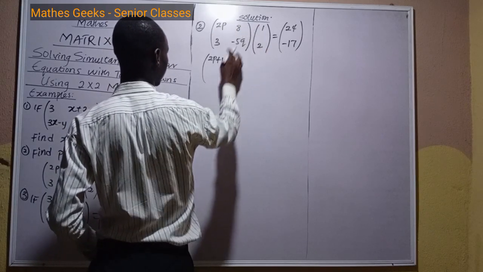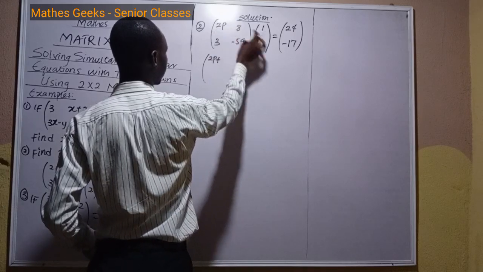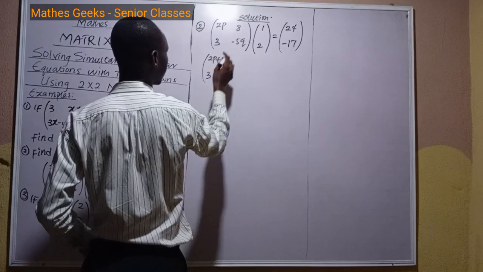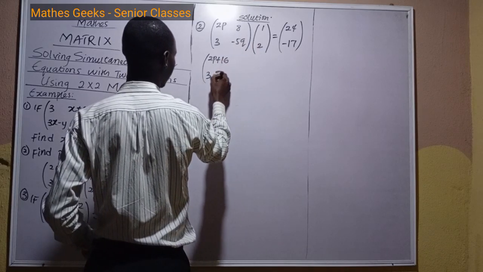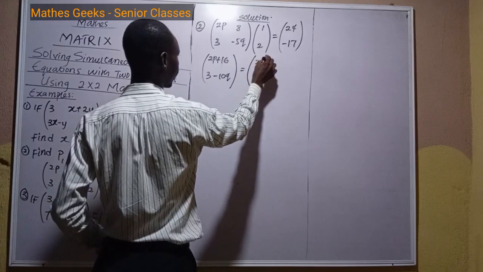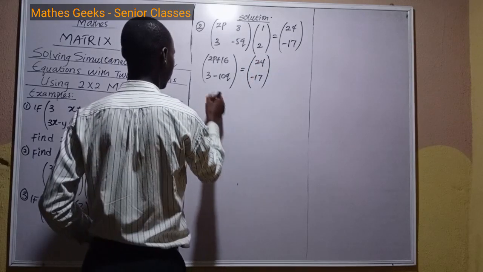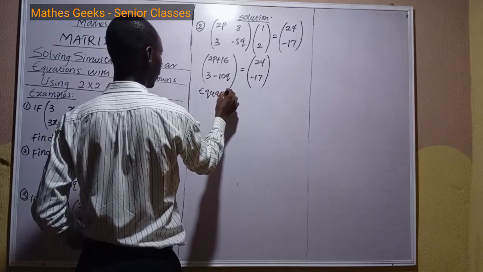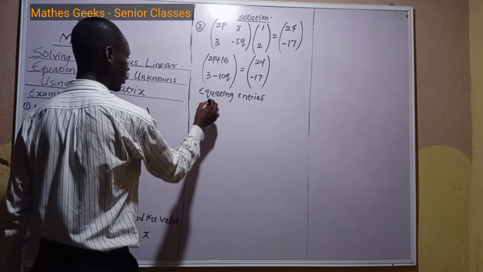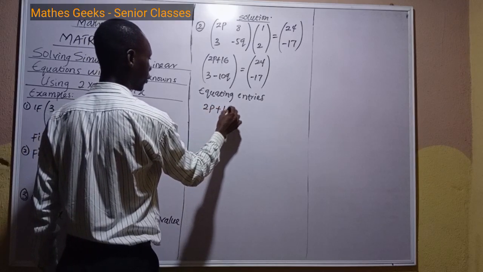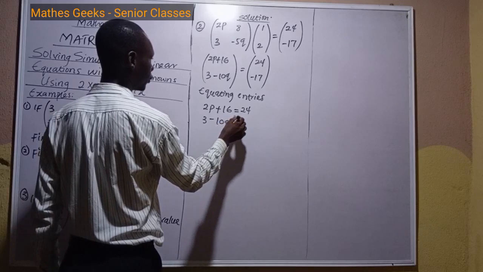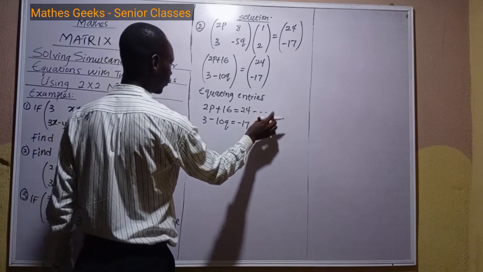2p times 1 is 2p. 8 times 2 gives plus 16. 3 times 1 is 3. Minus 5q times 2 gives us minus 10q. This is equal to 24 and minus 17. Equating entries, you have 2p plus 16 is equal to 24. 3 minus 10q is equal to minus 17.